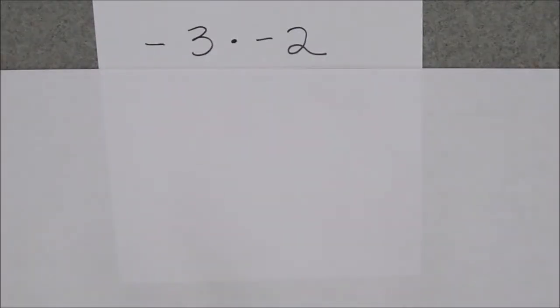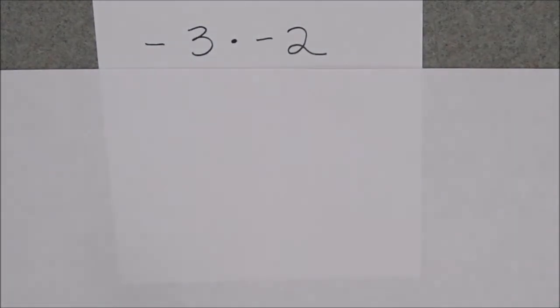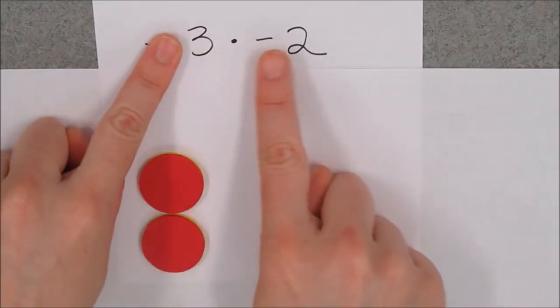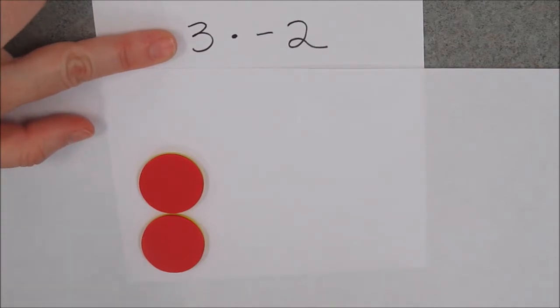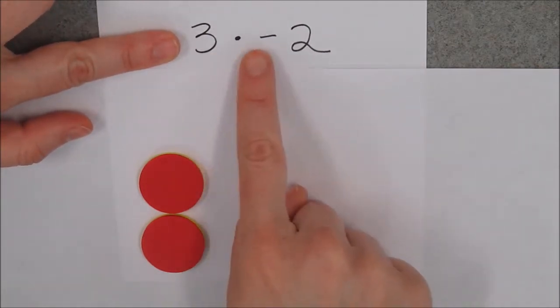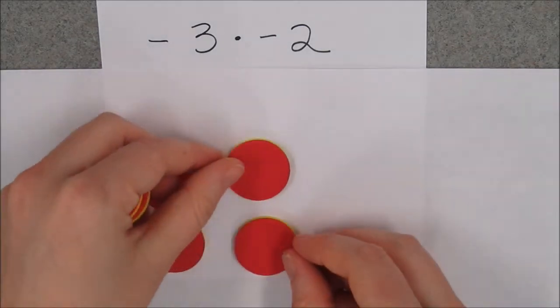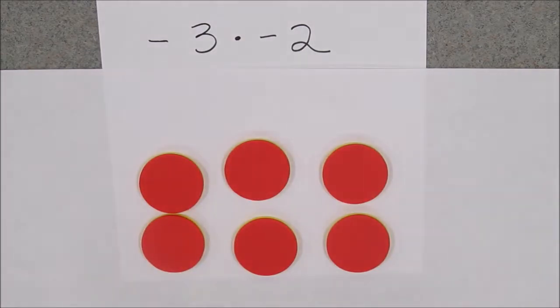Let's look at something similar. I have the opposite of 3 groups of negative 2. So I'm going to start by laying out 3 groups of negative 2. I tell my students to cover up that first negative sign so that they can understand that it's 3 groups of negative 2. I have 1 group of negative 2, 2 groups of negative 2, 3 groups of negative 2.